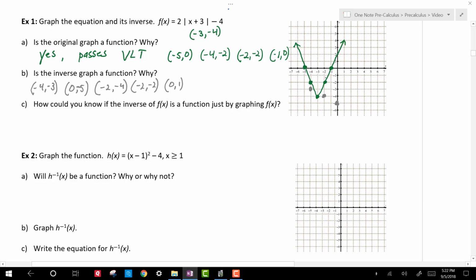-2, -4 is right here. And -2, -2. Oh, look at that. I'm going to overlap the old graph. And 0. This should be, you know what, I blew it on this one too. This should be -1. Hopefully you caught that while I was doing that. And maybe you were paying attention even though I wasn't.